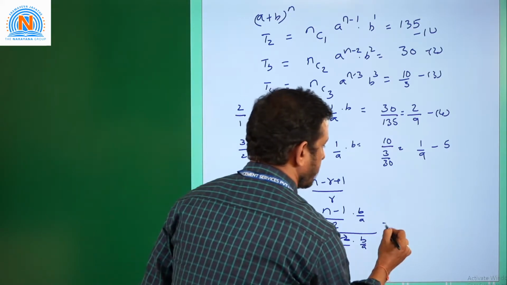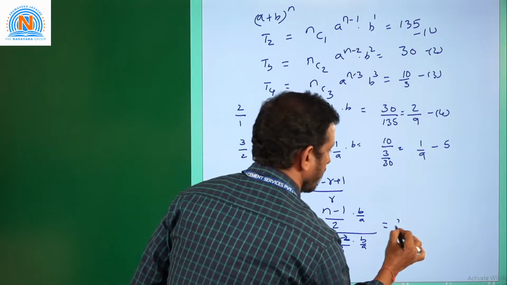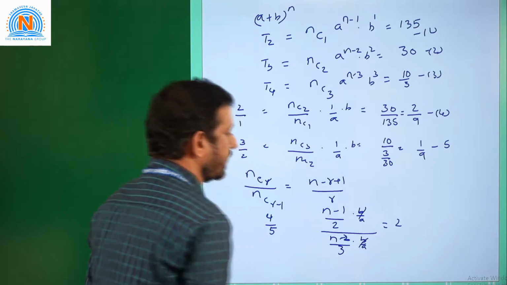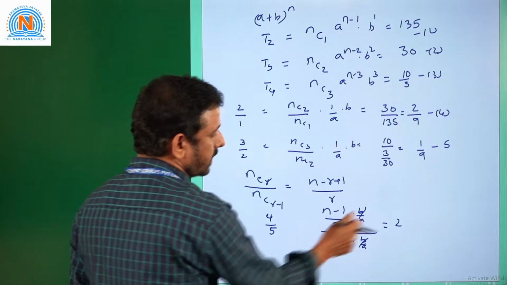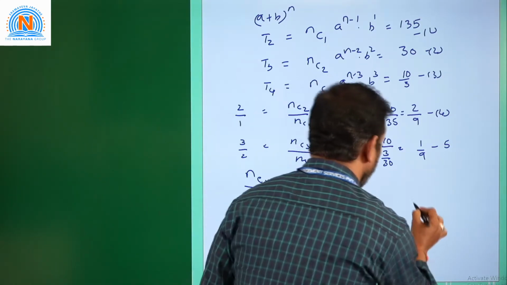Now what is this value equal to? Here we have 2/9 by 1/9. So what we are going to get is the value 2. Therefore this b/a and b/a will get cancelled. Okay, so if I multiply this value to the other side, you get n minus 3 into (n minus 1)/2.